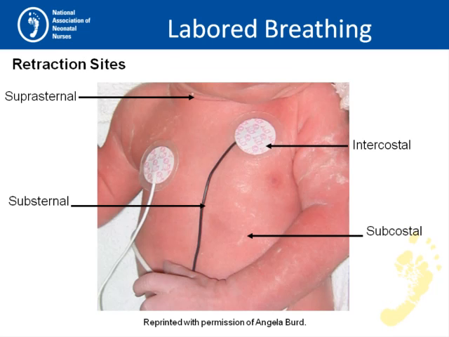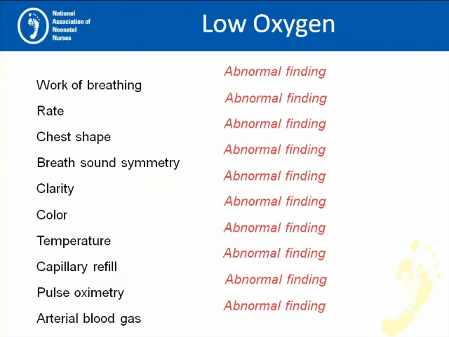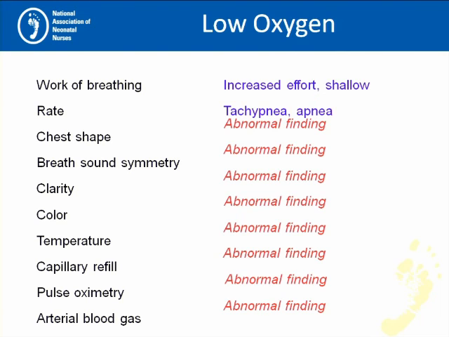Retraction sites. Intercostal is between the ribs. Subcostal is just below the subcostal margin. Suprasternal is above the sternum. Substernal is below the sternum. Work of breathing, abnormal findings: increased effort and shallow breathing. Rate, abnormal findings: tachypnea and apnea.